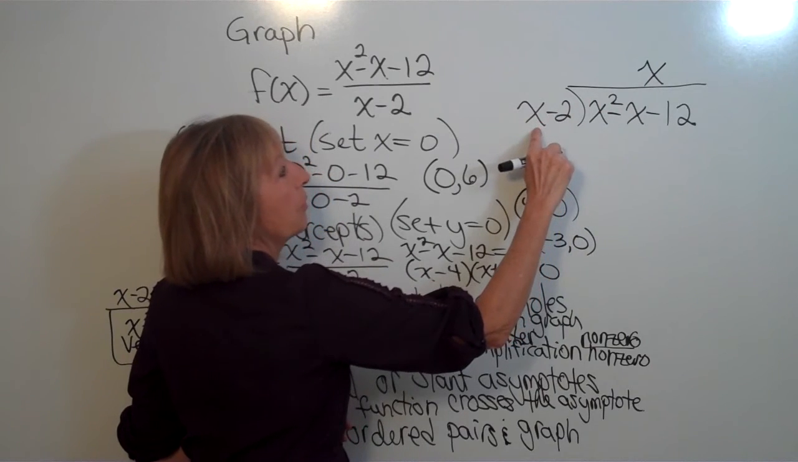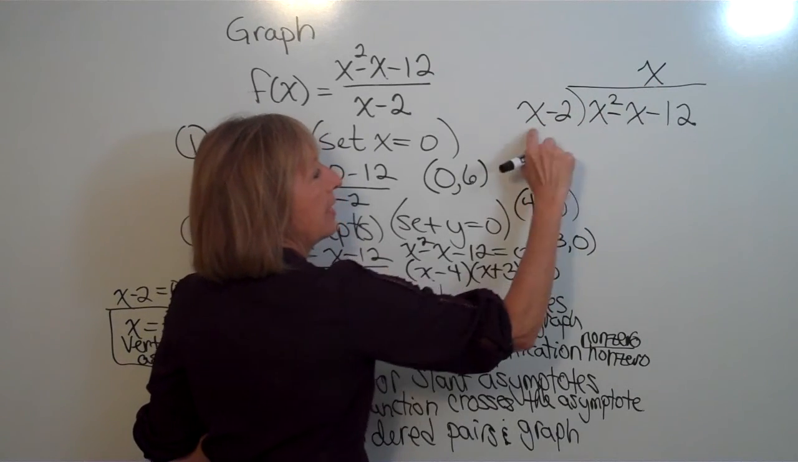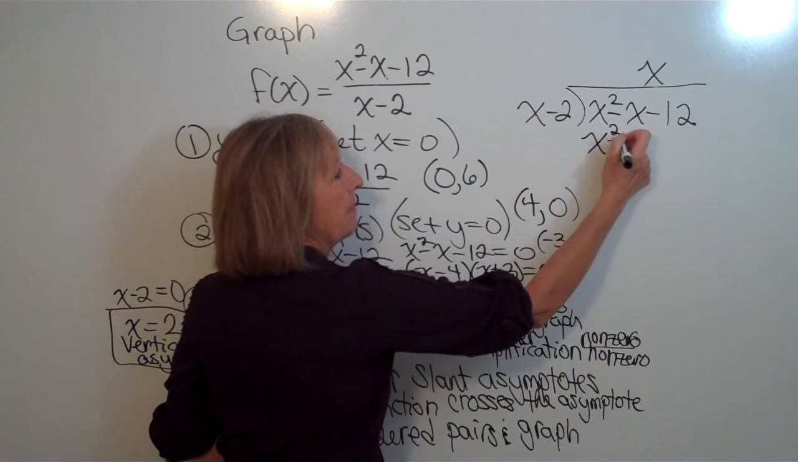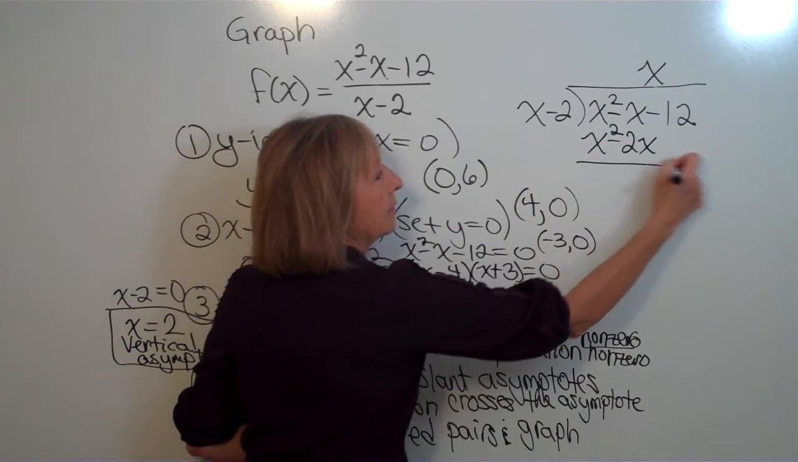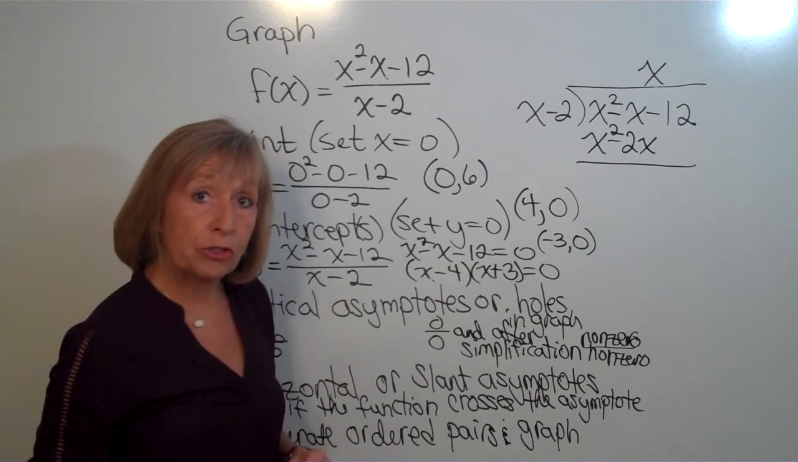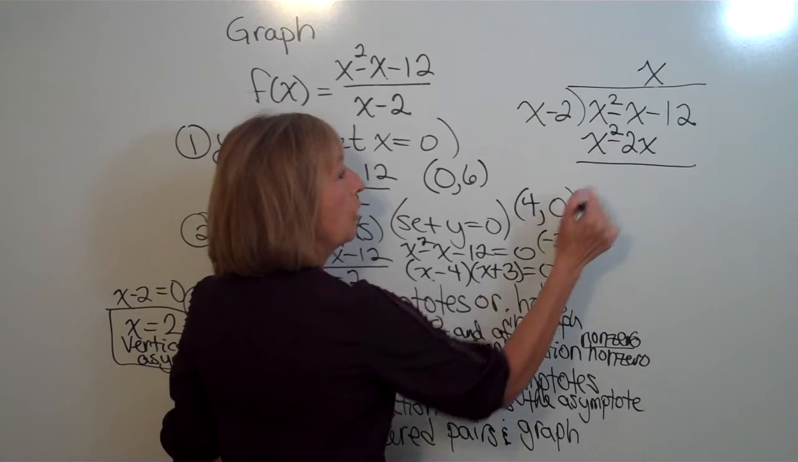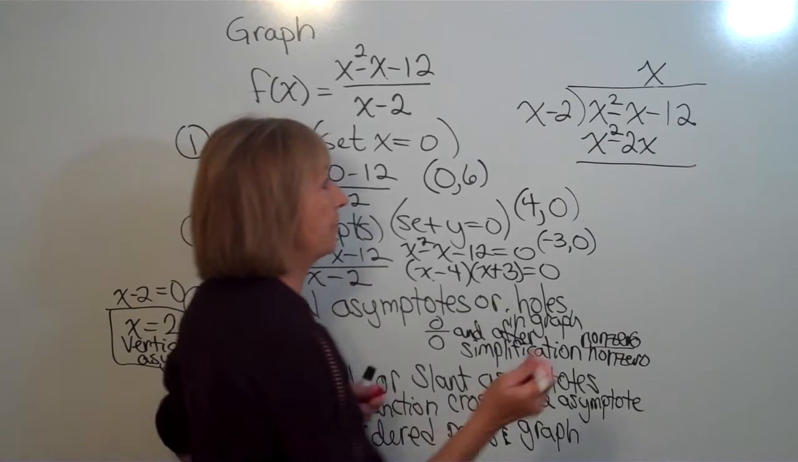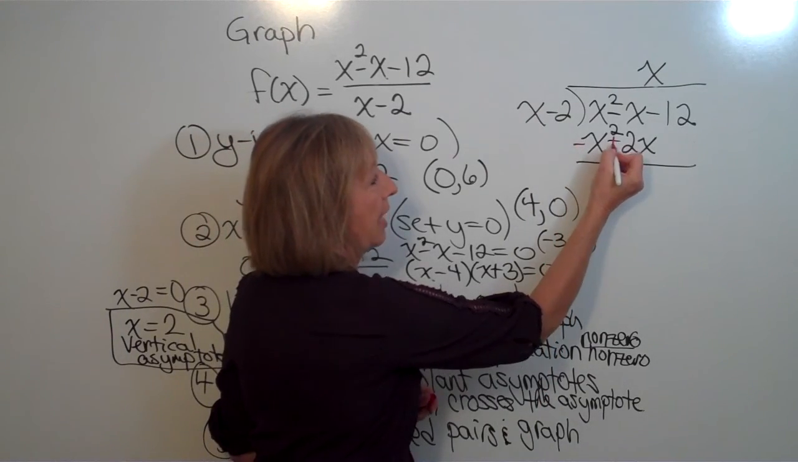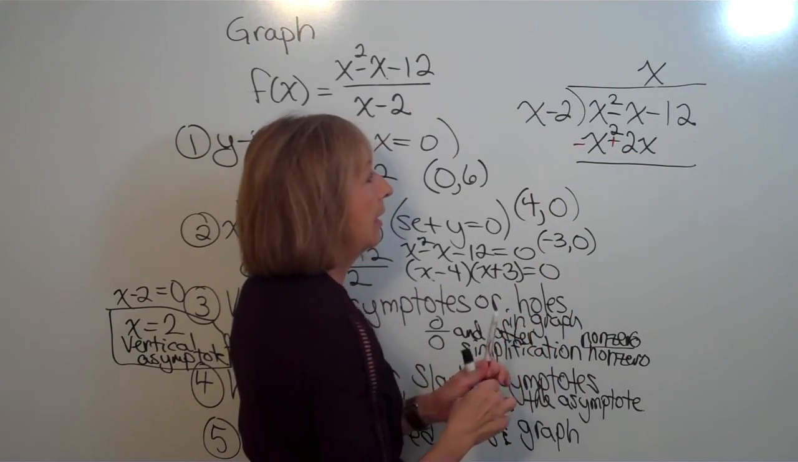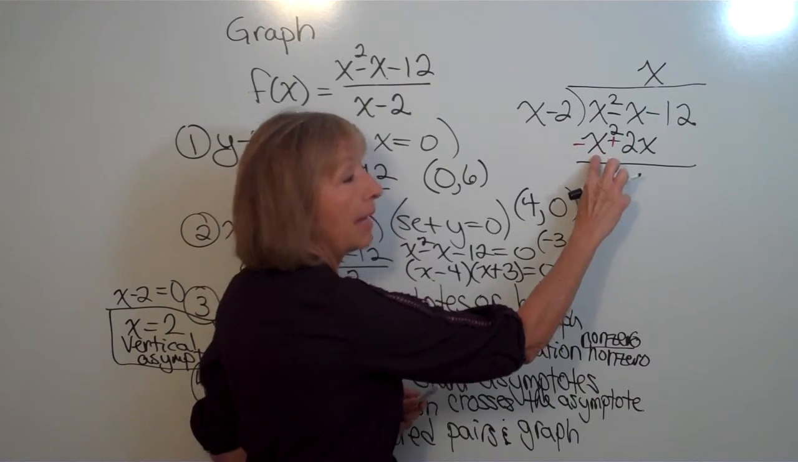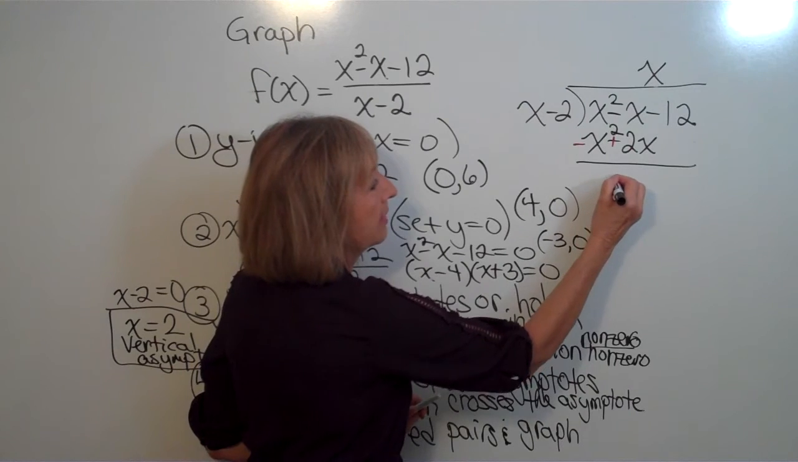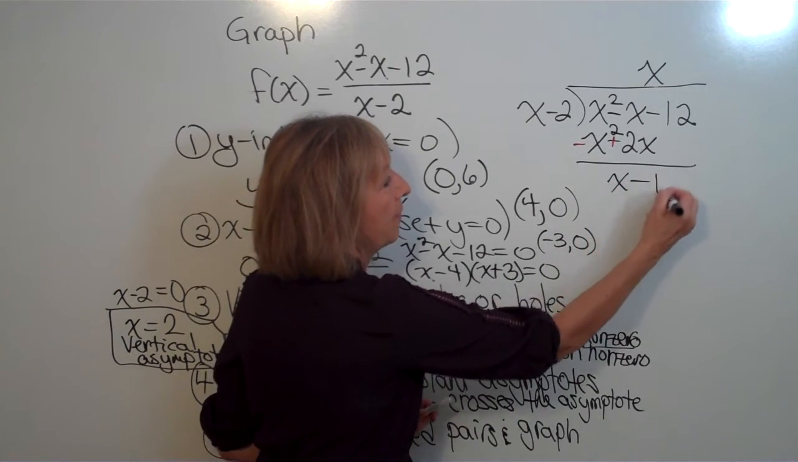Multiply that x through the divisor. So x times x is x squared. X times negative 2 is minus 2x. And then you subtract. And to subtract, you want to change the signs and then combine like terms. So we're going to change the signs and combine. X squared combined with negative x squared is 0. Negative x plus 2x is a positive x, and bring down the minus 12.